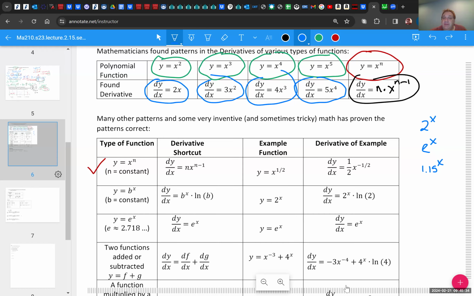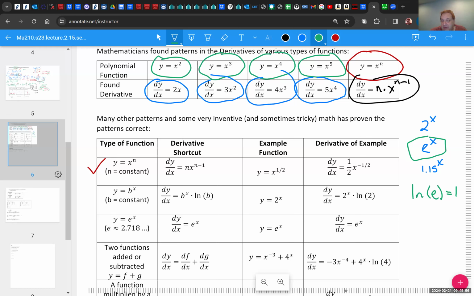E, as I mentioned, is a very common base for exponentials, probably the most common base for exponentials. So we have the rule for e to the x. It's really the same rule as b to the x because it's just an exponential. You may remember from your precalculus that the natural log of e is equal to 1. So the natural log of e comes out to be a whole number, in fact, 1.